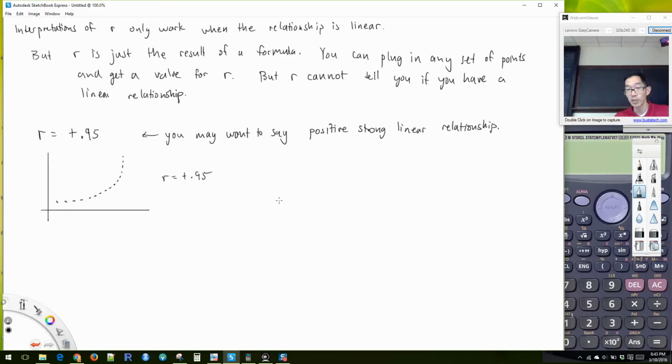So how do we tell if something is a linear relationship or not? We just make a scatter plot and look at it. If it looks like a straight line to you, great. If it doesn't look like a straight line, so I hope you would look at this and say that doesn't look like a straight line, then you'd say it's not a linear relationship, and there you go.